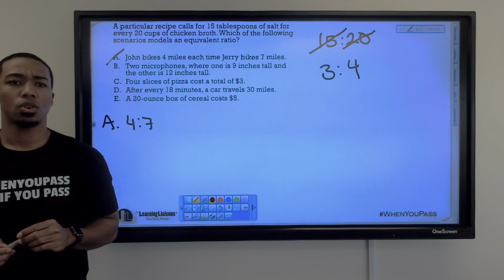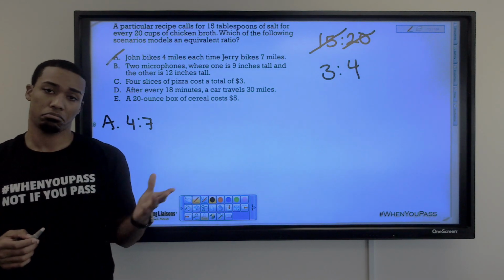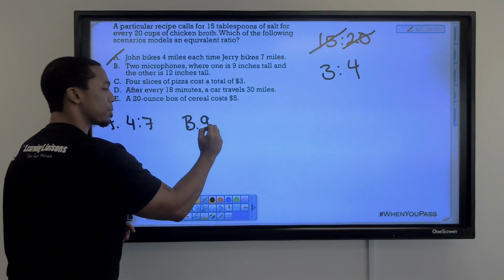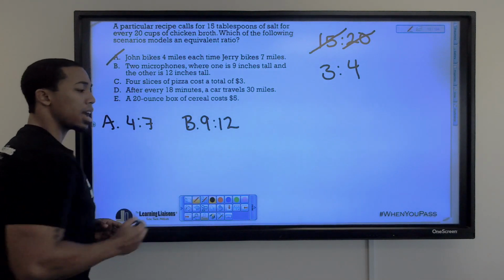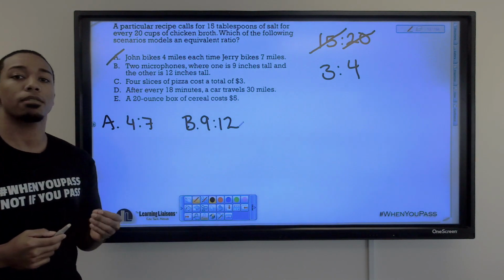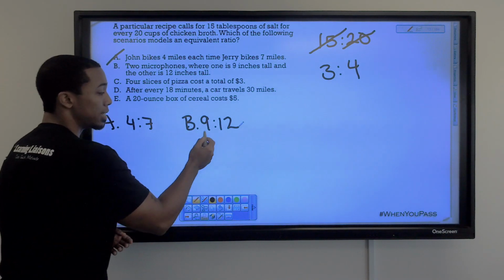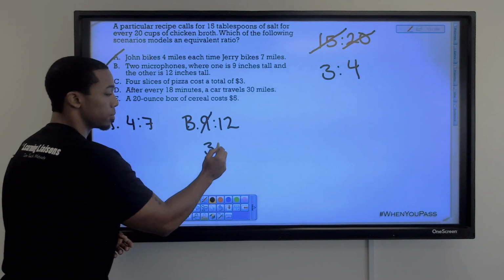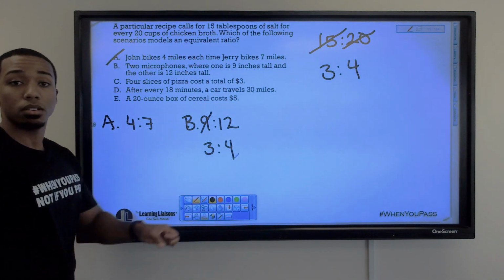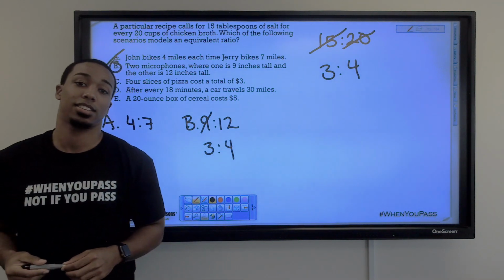B. 2 microphones where one is 9 inches tall and the other is 12 inches tall. Let's check it out. 9 to 12. Can we reduce that? That is the big question. And the answer here is yes. Both 9 and 12 have a common factor of 3. So let's divide both by 3. 9 divided by 3 is 3. 12 divided by 3 is 4. And there we go. Mic drop. No pun intended. Answer is B.